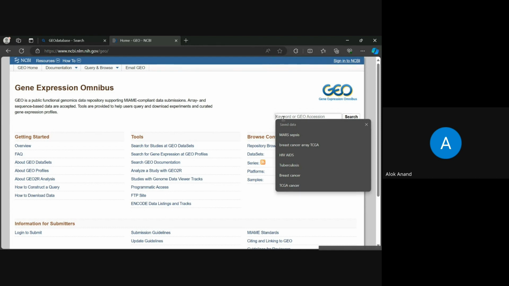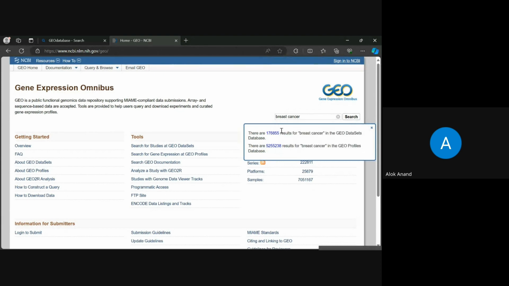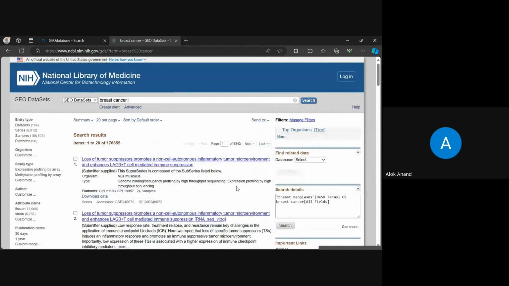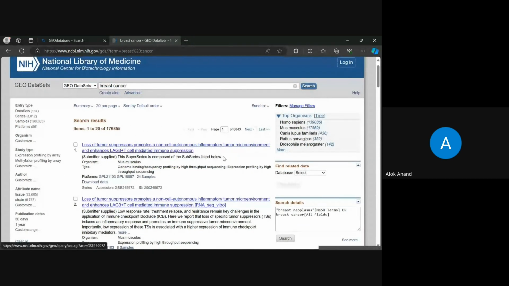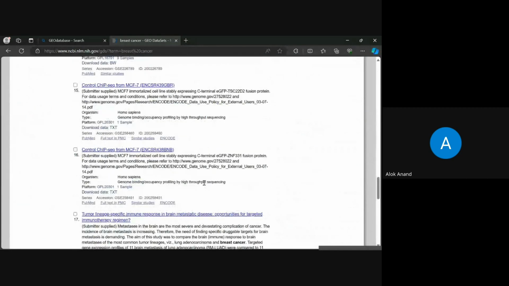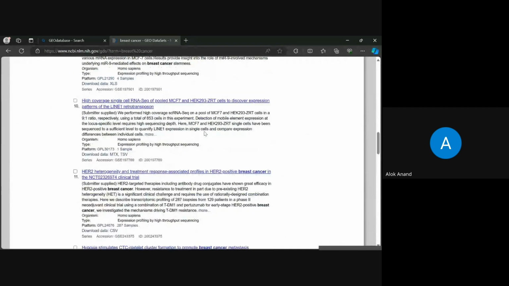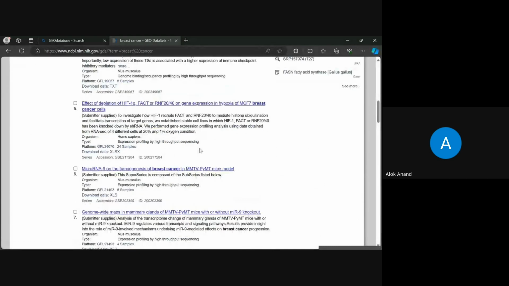Okay. For your analysis, let's suppose that I'm interested in breast cancer. I will just go and type it here. And it is showing that there are so many results available for breast cancer in the GEO dataset. Let us click on this. Now you will see these are the different studies that have been done in this field, the papers associated with them, and the description about the data and the study.